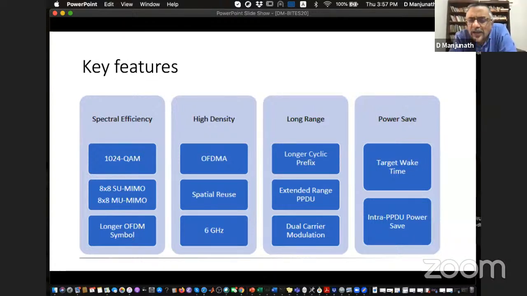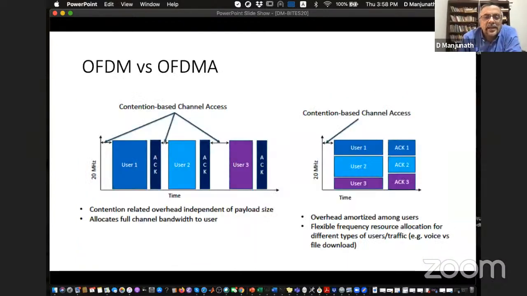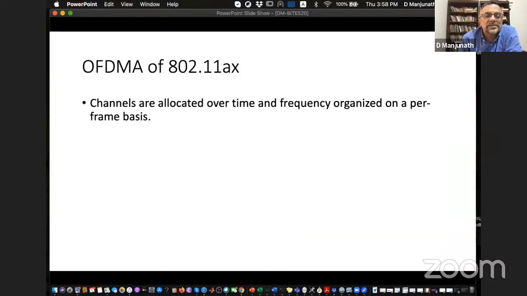And more importantly, you have to have some power saving. With everything going wireless, you have to have some power saving schemes built into the protocol. So 802.11ax takes care of some of those things. I think I'm running out of time, so I'll probably not go into too much detail. I'll just give you this last thing.